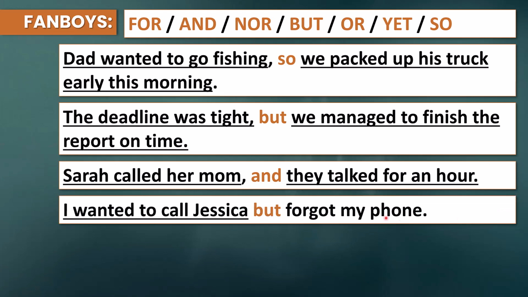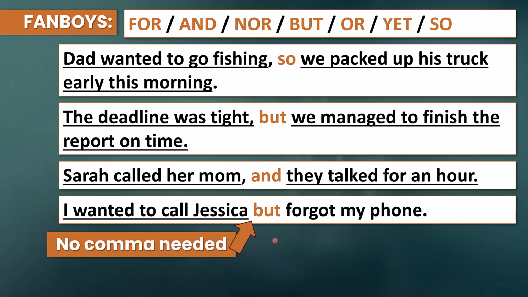Now here's an example of when we do not use a comma. I wanted to call Jessica but forgot my phone. Here we don't use a comma because forgot my phone is not an independent clause. An independent clause contains both a subject and a verb, and here we only have the verb forgot. The subject is on the other side, I forgot my phone. So we only use a comma before a coordinating conjunction when it's combining two independent clauses. Okay?